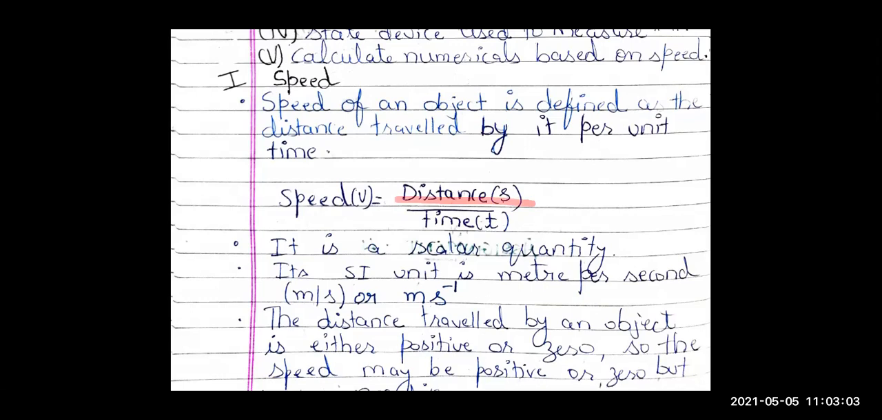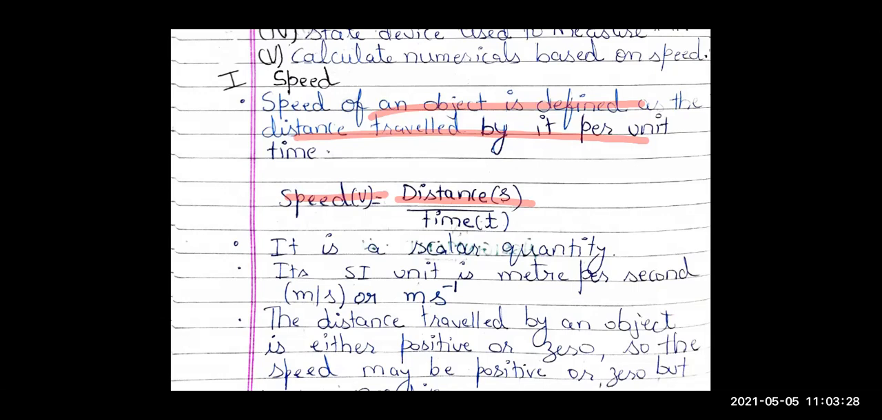So speed of a body can be defined as the distance traveled by a body per unit time. It's with respect to time. So speed, which is denoted by V, equals distance by time, that is S by T. Now children, speed here is a scalar quantity. Speed does not require direction for its description, right?